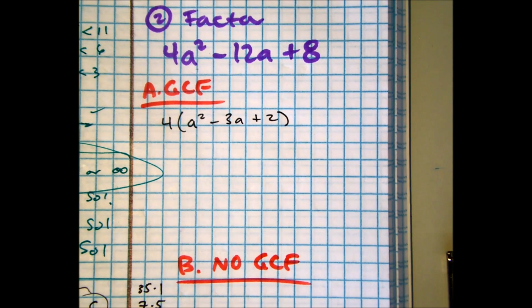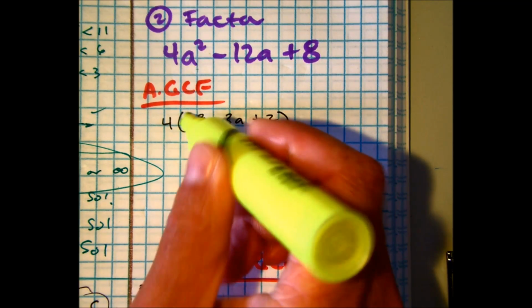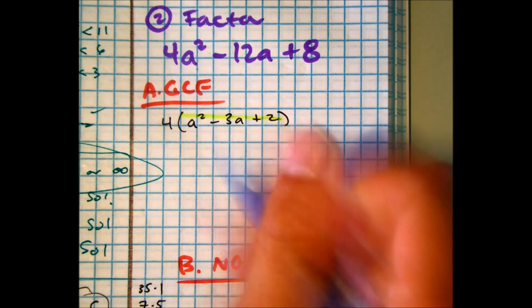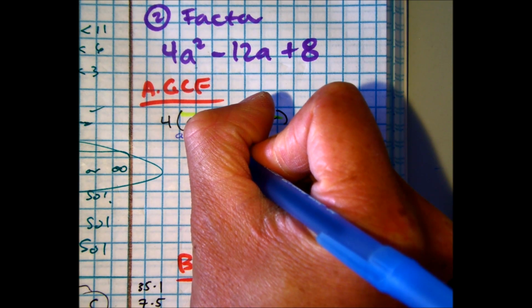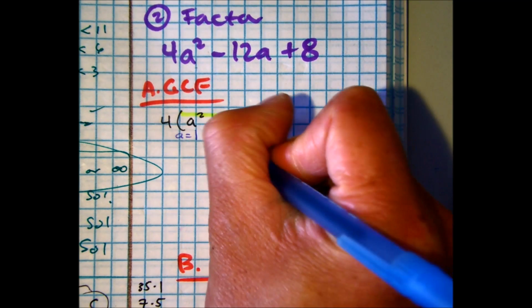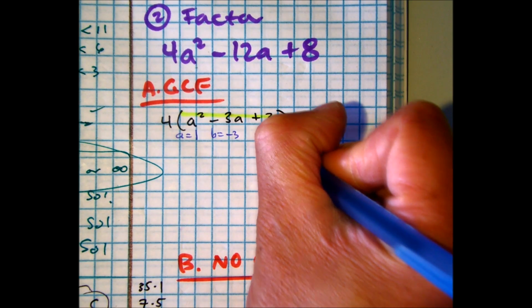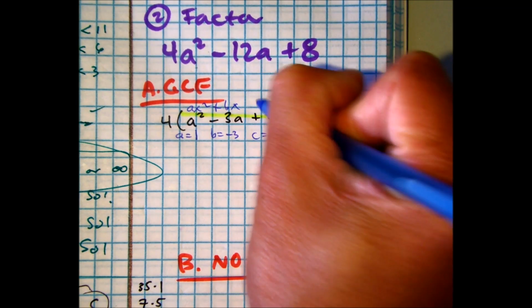And then, inside the parentheses, say that. This is your A, B, and C. A is 1. B is -3, and C is 2. If you forget, you can always put the standard form of quadratics right above it.